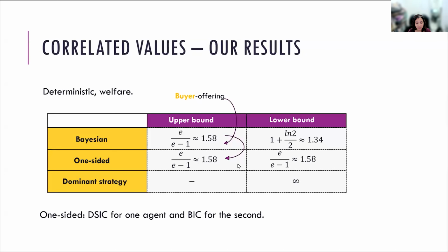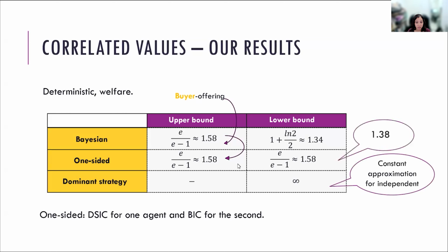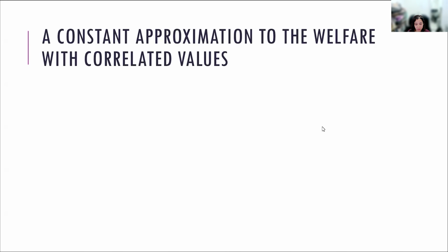Next is the class of mechanisms that are dominant strategy for both agents. We show that no dominant strategy mechanism can provide a constant approximation to the welfare. This is in contrast to the independent case, where a dominant strategy mechanism provides a constant approximation, and even the best known. Note that the best approximation for independent distribution is 1.38, which is quite close to the approximation we have for correlated distributions. So now, in the rest of the talk, I'm going to talk about this result.